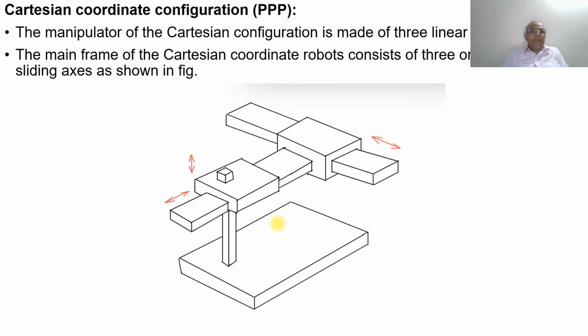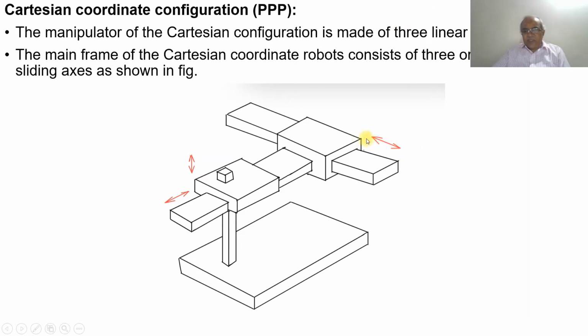Then comes the Cartesian coordinate configuration, wherein we have PPP. The manipulator of the Cartesian configuration is made of three linear joints. So one joint is here, the other joint is here, and the third joint is here. One moves in the x direction.